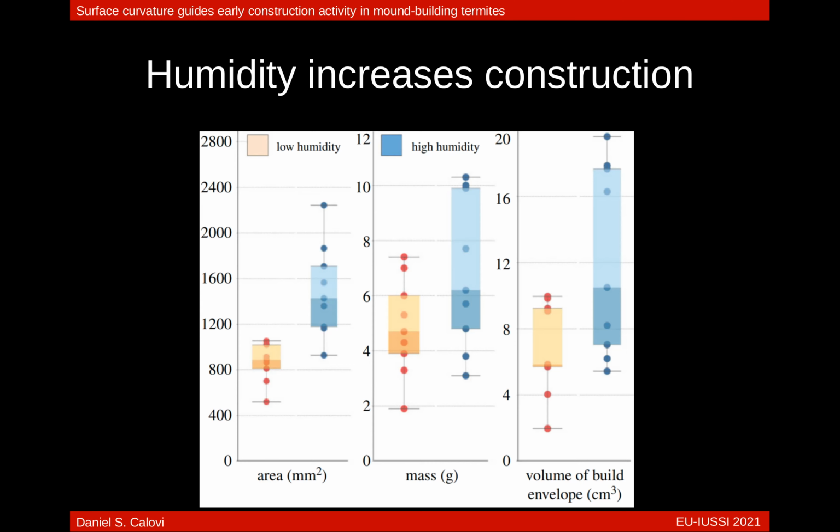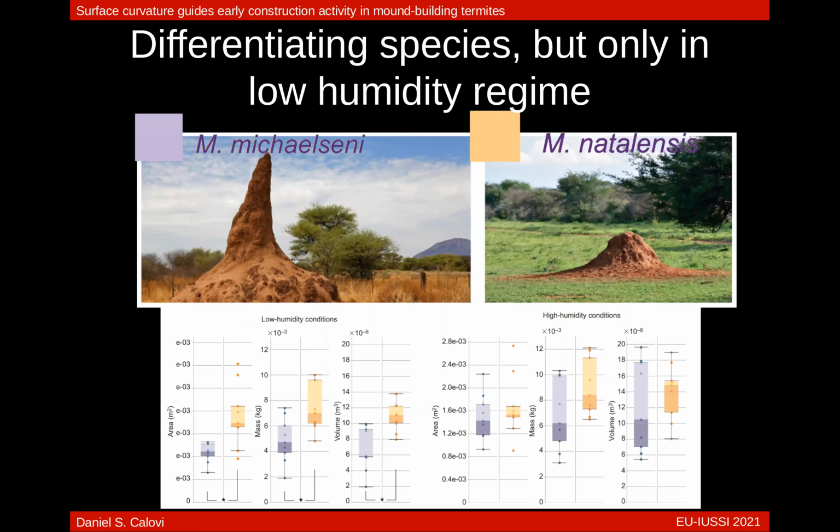But one thing that was very interesting for us is that if you compare these two termite species, which in Namibia live side by side, you have Macrotermes michaelseni with the very tall mounds, and Macrotermes natalensis with these short but a little bit stubby mounds, right?